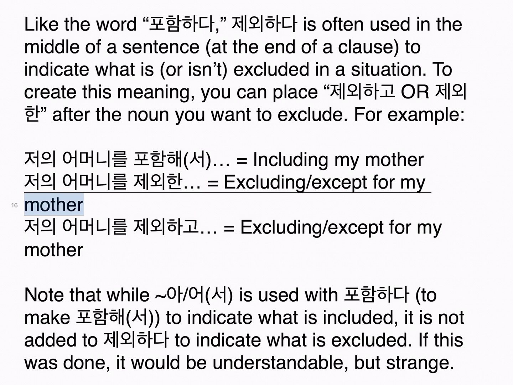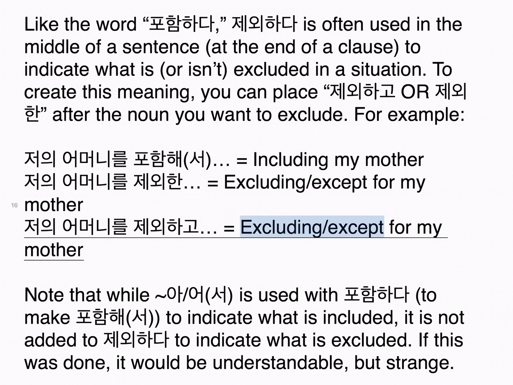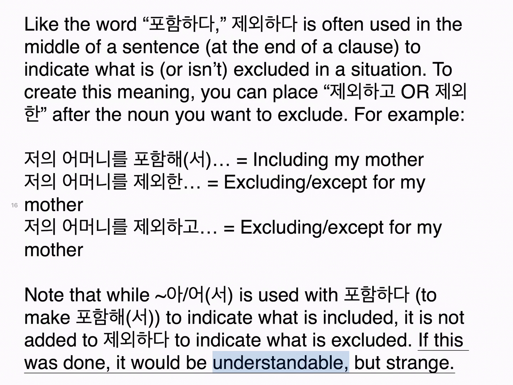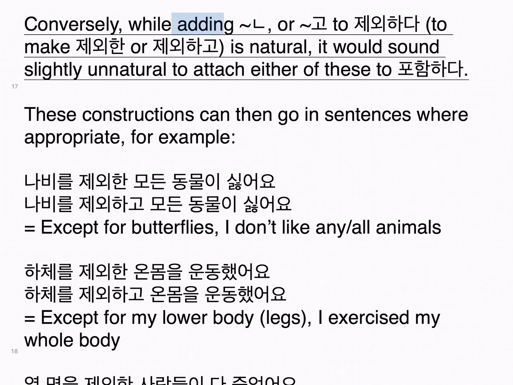Excluding, except for my mother, 저의 어머니를 제외하고. Note that while 어서 is used with 포함하다 to make 포함해서, to indicate what is included, it is not added to 제외하다 to indicate what is excluded. If this was done, it would be understandable, but strange. Conversely, while adding 은 or 고 to 제외하다 to make 제외한 or 제외하고 is natural, it would sound slightly unnatural to attach either of these two to 포함하다.